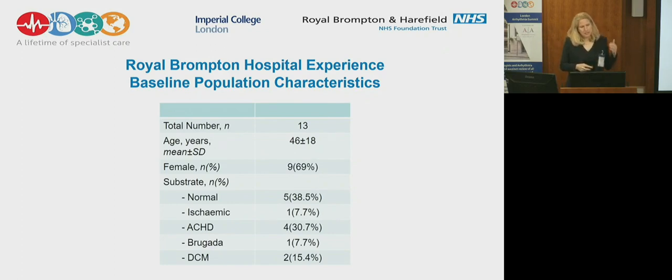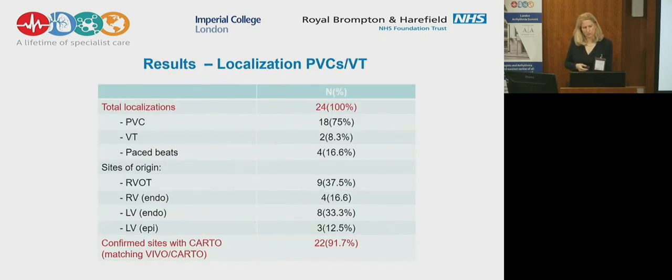Now, the FDA trial was in patients with structurally normal hearts and with scars less than 10%. At the Brompton, we have lots of complicated patients. We now have 13 patients studied with the system that have either ischemic substrates, congenital substrates, or dilated cardiomyopathy. Less than half of our patients were normal. And we were actually able to localize the PVCs in all of those patients.